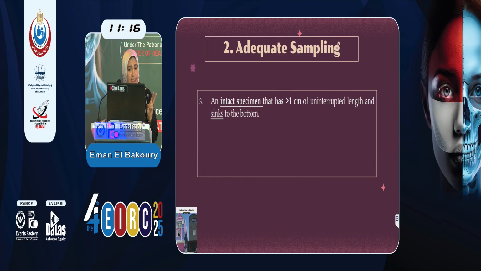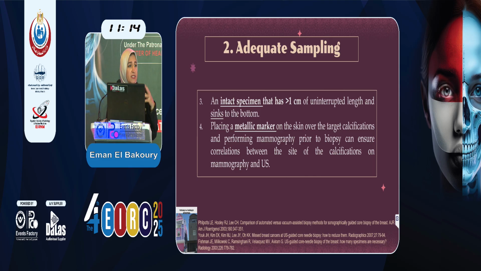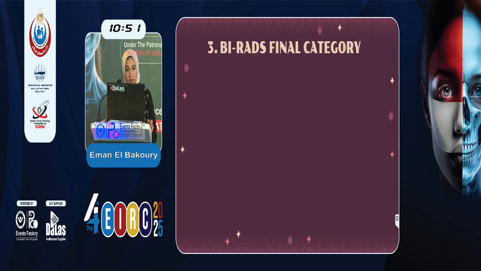One of the cores should be intact, and when you are dealing with suspicious calcification and you are going to biopsy this calcification using ultrasound, you have to be sure that the calcification or areas of concern that you are targeting on ultrasound is concordant with what has been seen in the mammogram. So please put a BB marker while the patient is in the sitting position, not the supine position, because changing the position will change the BB marker.